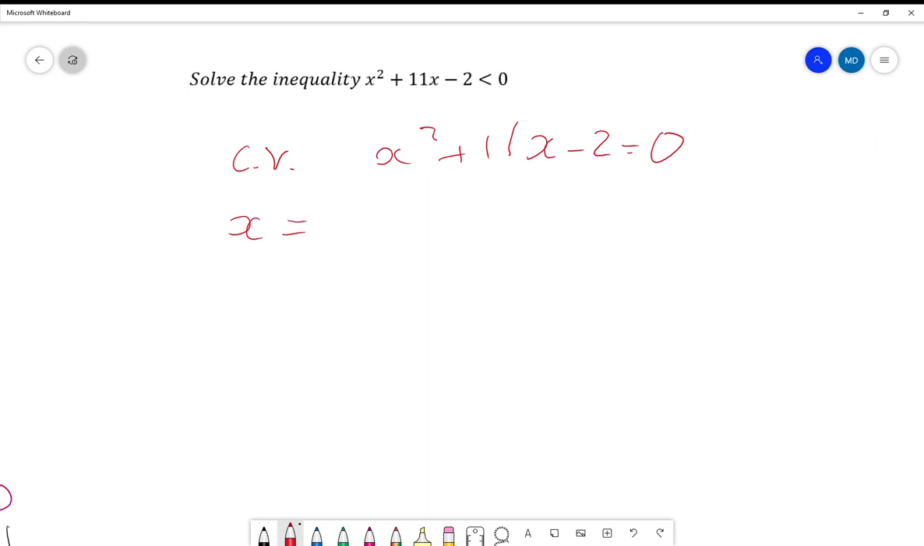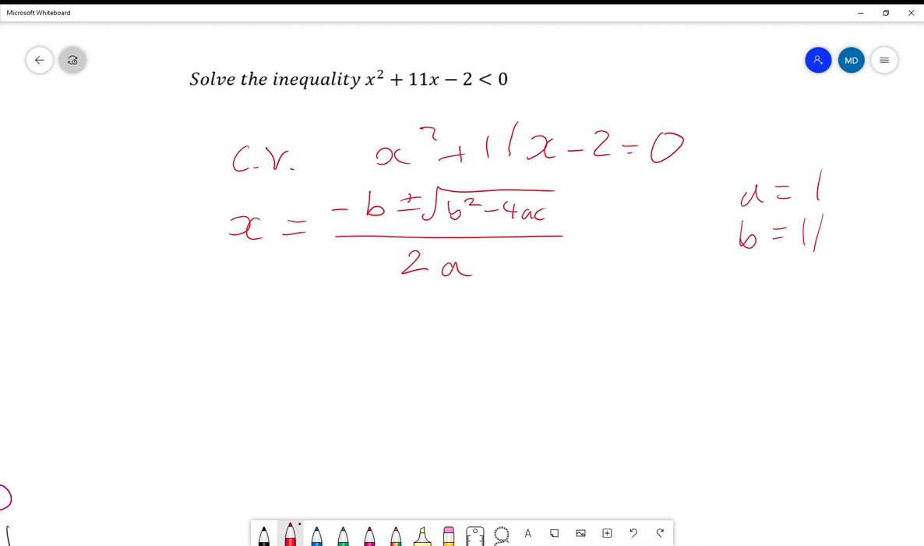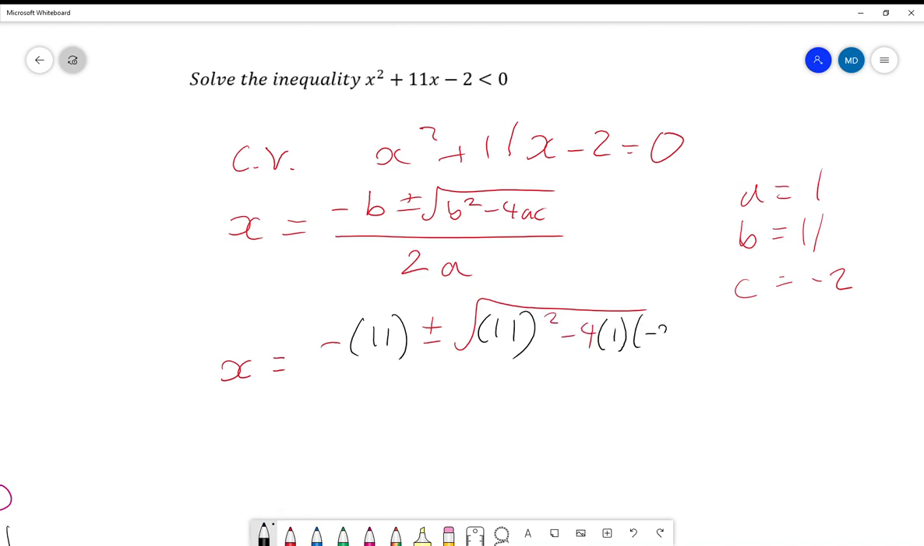So we get x is equal to minus b plus or minus the square root of b squared minus 4ac all over 2a. And we remember our values. a is going to be 1, our value of b is going to be equal to 11, and our value of c is going to be equal to negative 2. And so we get x equals negative 11 plus or minus the square root of 11 squared minus 4 times 1 times negative 2, all over 2 lots of 1.